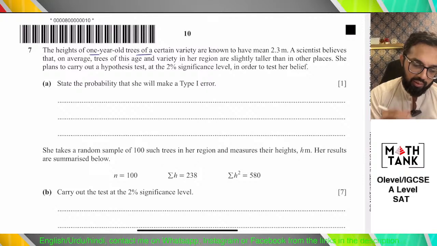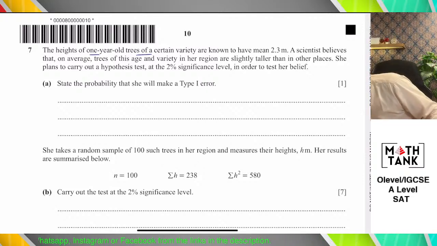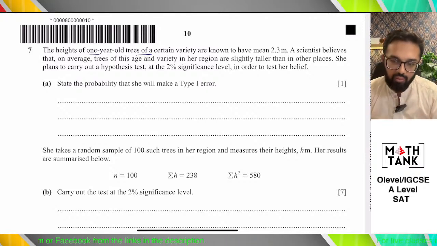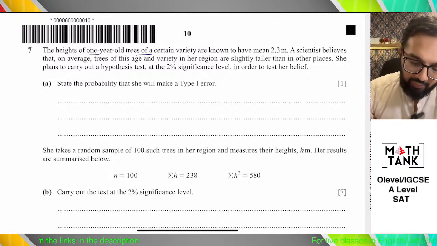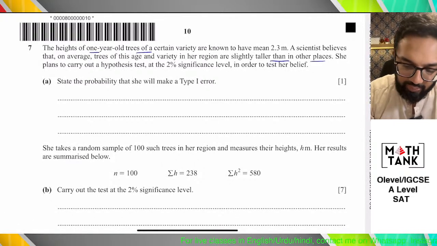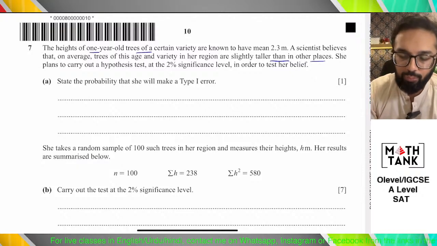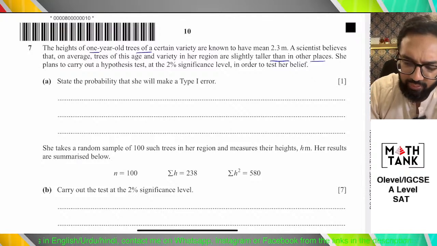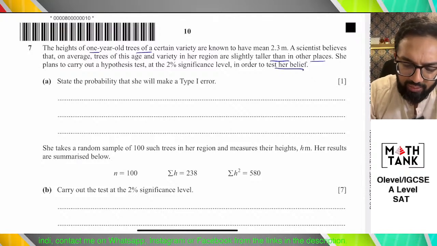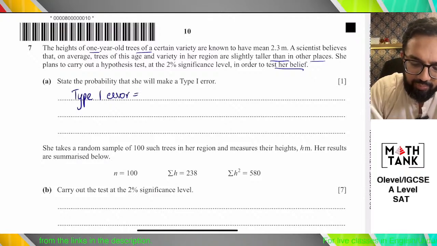Heights of 1-year-old trees of a certain variety are known to have mean 2.3, and a scientist believes that on average trees of this age and variety in a region are slightly taller than in other places. She plans to carry out the hypothesis test at the 2% significance level in order to test her belief. State the probability that she will make a type 1 error. Type 1 error is basically the significance level, so the type 1 error probability should be 2%.